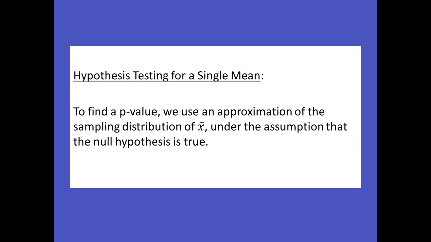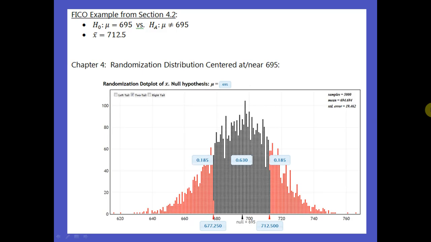Hypothesis testing. To find the p-value, we can use an approximation of the sampling distribution of x bar, assuming that the null hypothesis is true. What was on the previous slide isn't anything brand new because it's what we did in Chapter 4. With Chapter 4, we generated a randomization distribution based off of the original sample and then centered at the value in the null hypothesis, and then we could get the p-value from there, using x bar as the cutoff.